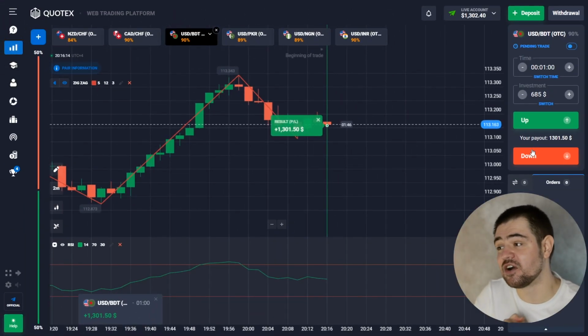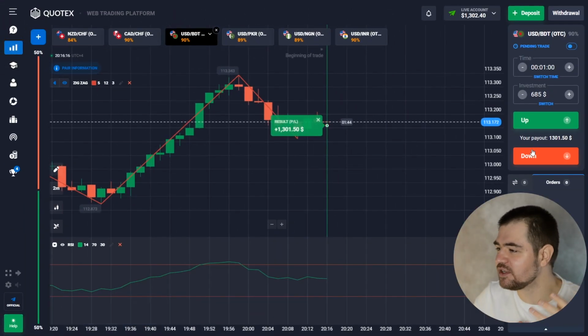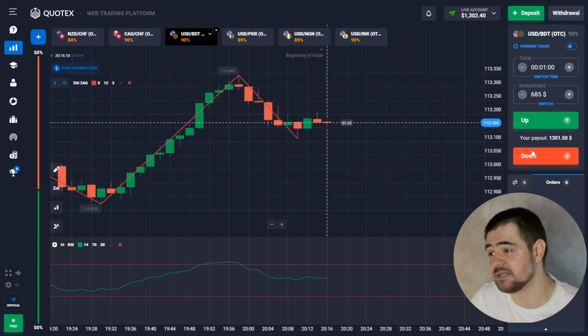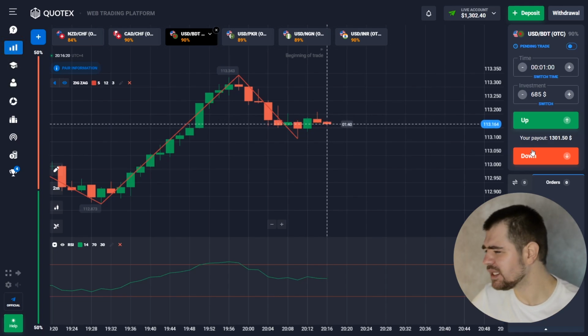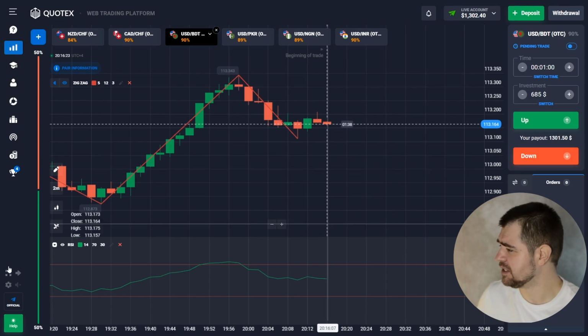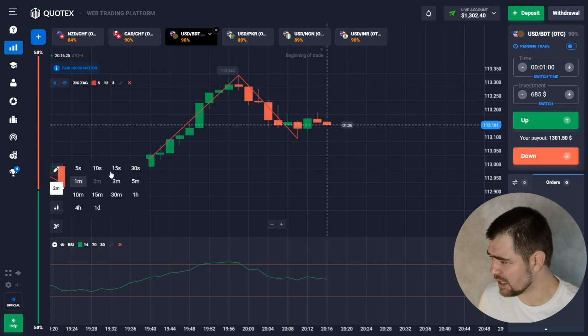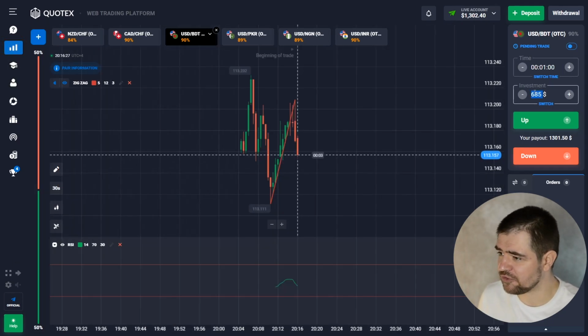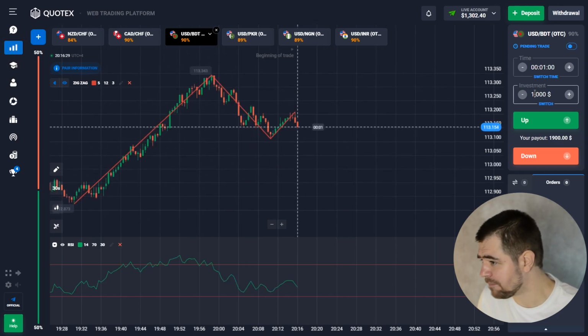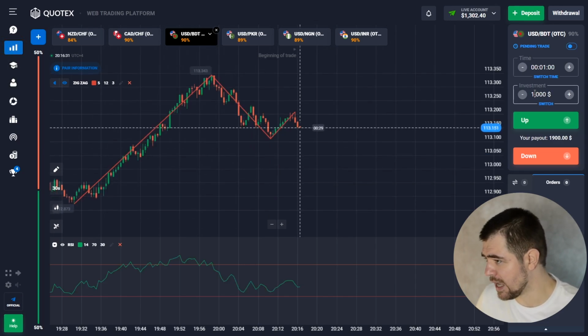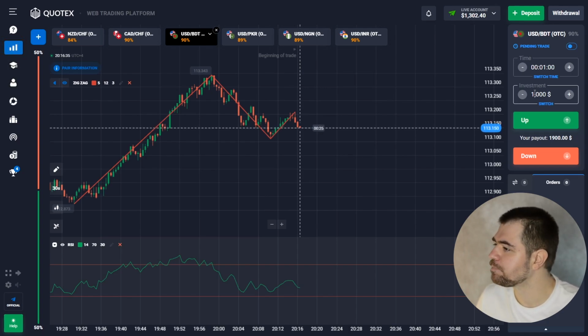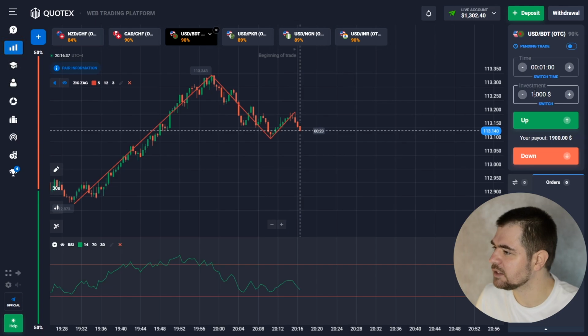And here is our profit, 1,300. It's quite amazing profit already. We're gonna keep going, and this time we're gonna use 1,000. Let's just change time frames, 1,000 there, and go ahead. That's a nice payout actually, 90%. That's a really nice payout.